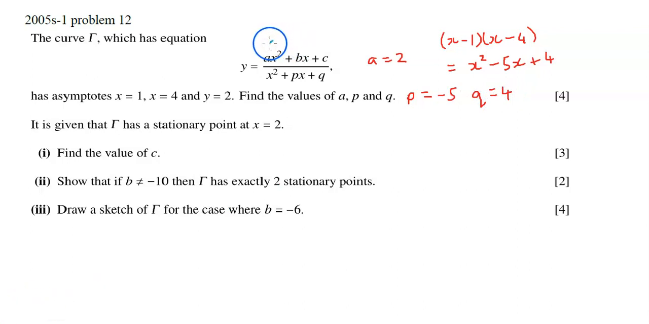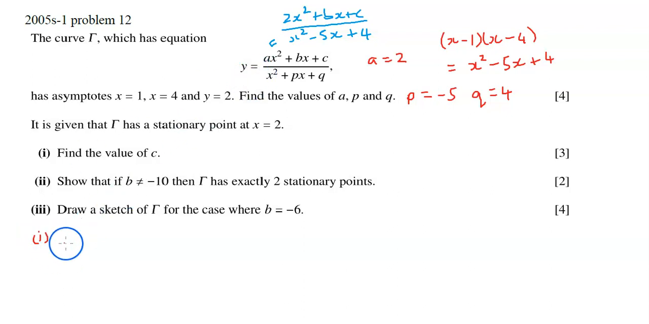So just rewriting this, we have (2x squared plus bx plus c) divided by (x squared minus 5x plus 4). Next up, we are told that gamma has a stationary point at x equals 2, and then we're asked to find the value of c.